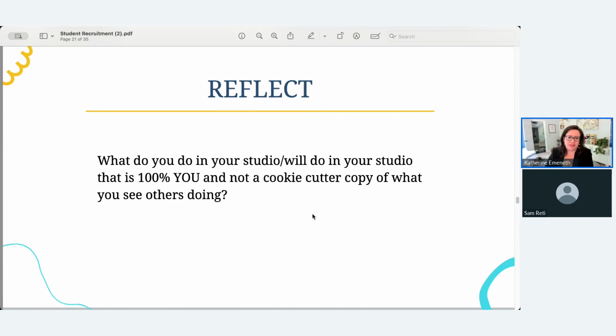And by the way, if the answer is I don't know, that's okay. I bet you now you're going to start thinking about it. So what do you do in your studio, or will do in your studio, that is 100% you and not a cookie cutter example? Type it in the Q&A.